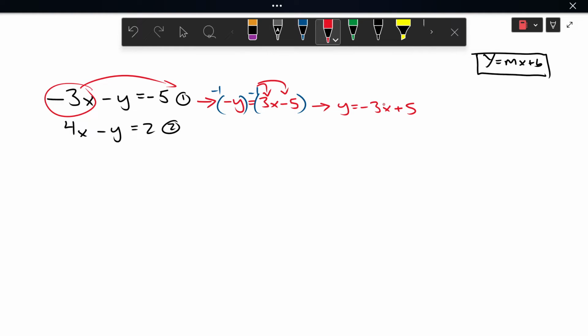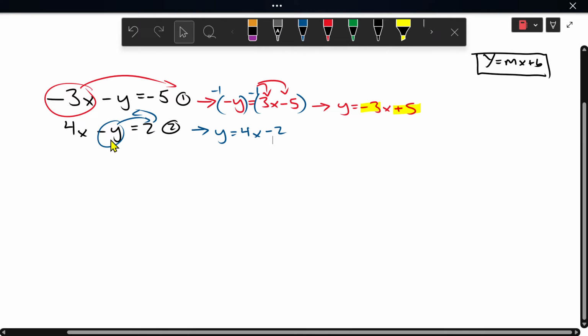So from here, we can already see a couple things. We can see that we have a slope of negative 3 and an intercept of 5. So now, if we do the same thing to equation 2 and we put that in y equals mx plus b form, I'm going to this time take this y and move it to this side of the equal sign. So I'm going to get y on one side of the equal sign, and I'm going to move this 2 over here. And it's going to become negative 2. Y equals 4x minus 2.